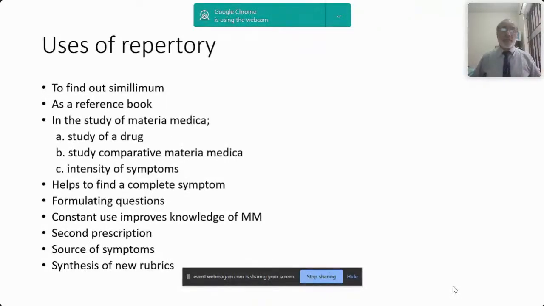Source of symptom: nowadays, you find most of the repertories are giving the source. They are putting one number and you have to refer and find out where you have got it from. Synthesis of new rubric you can do.